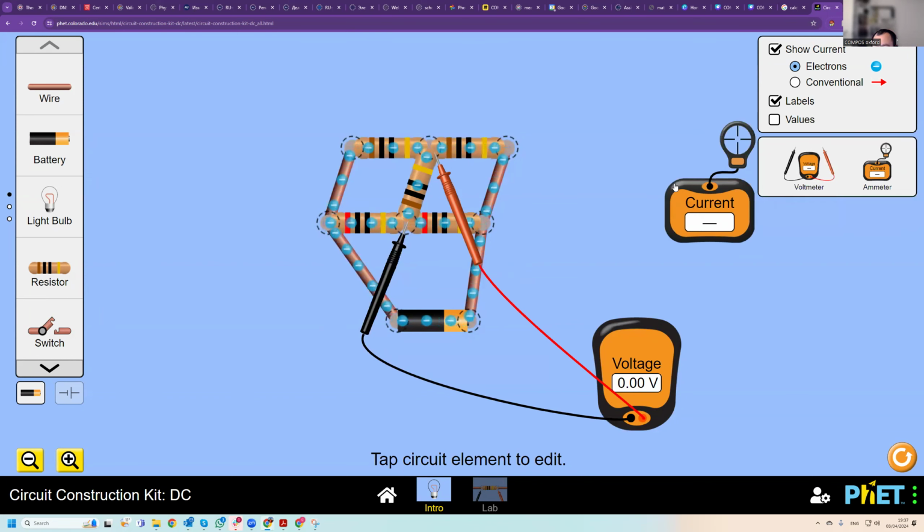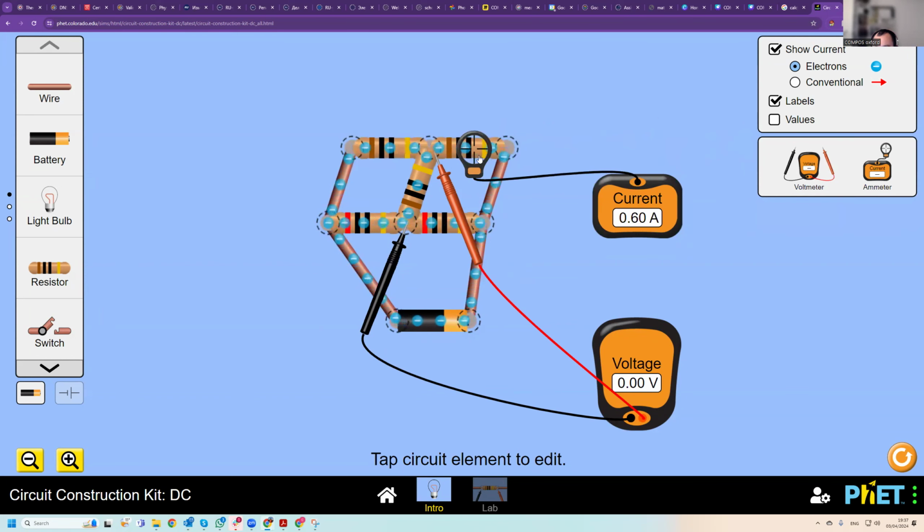So adding a resistor does not change the current. Current is 0.6, and if we remove the resistor, it's still 0.6. And here the current is 0.3, twice, and this is 0.9.